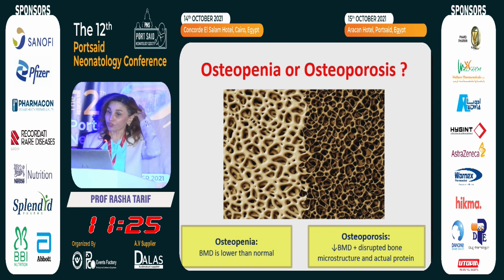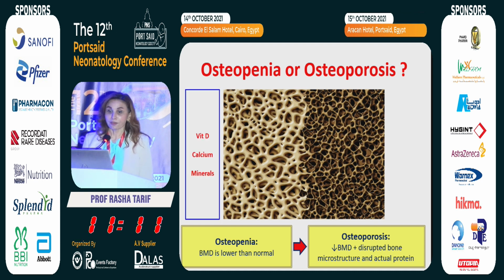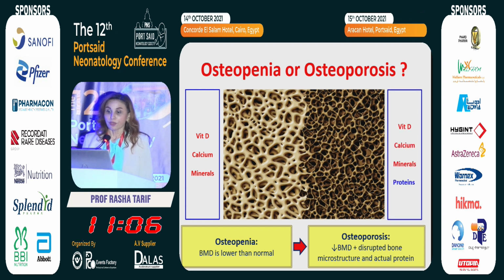Another important question, what is the difference between osteopenia and osteoporosis? In osteopenia, the bone mineral density is lower than normal. So this is the mineral part: vitamin D, calcium, and minerals. What about osteoporosis? Low bone mineral density plus disrupted bone microstructure and protein content. So if we ignore osteopenia, it's going to progress to osteoporosis, which is more severe because in addition to calcium, vitamin D, and minerals, the protein part is affected as well.